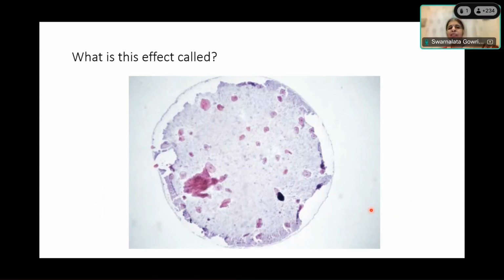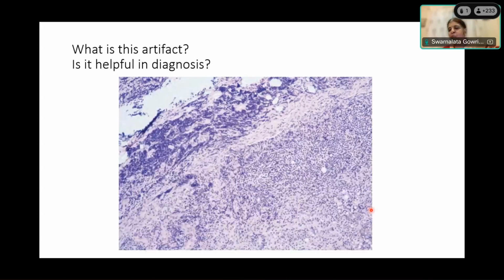This is what is called a sneeze effect. When your technician or anybody, before the cover slip is mounted, just sneezes on the section while it is being picked up before staining, it almost looks like a pap smear on a section. Yeah. So this is to be avoided. Okay. Now, one last question for you. What is this artifact? This artifact at the periphery.